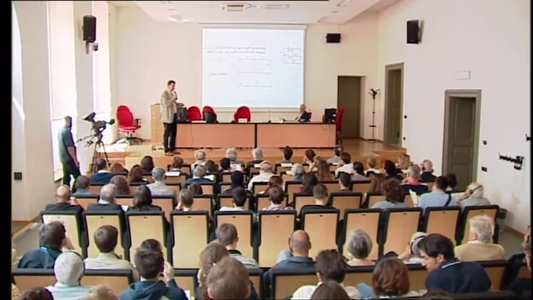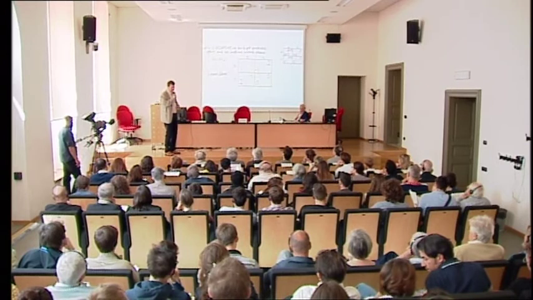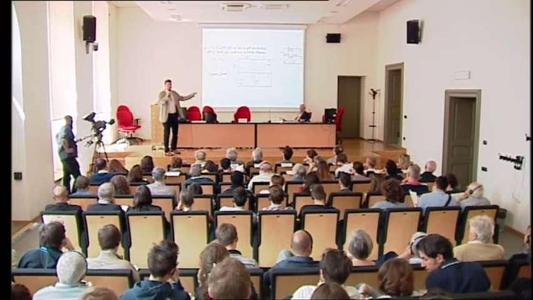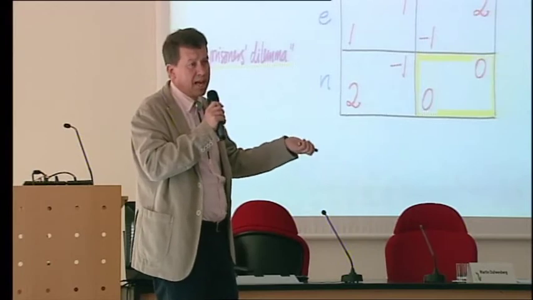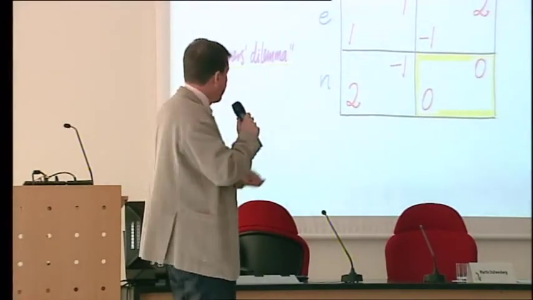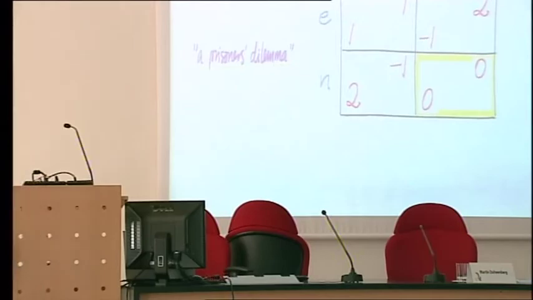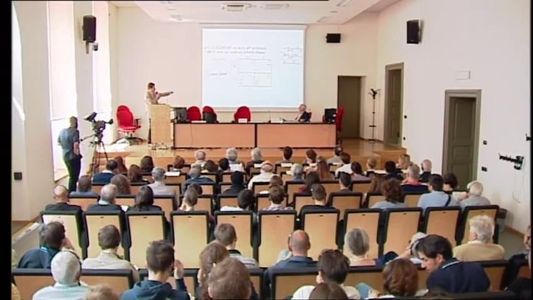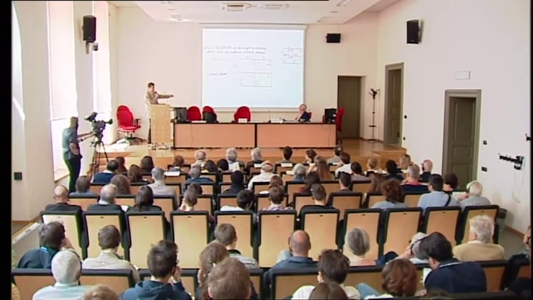Why? Well, because the individual has to pay the cost of his effort, but the benefits of the effort are shared by everyone, so he only gets a small slice. That's the intuition. So here you have an inefficient outcome in the sense that both of them would prefer to be up here as opposed to being down there.